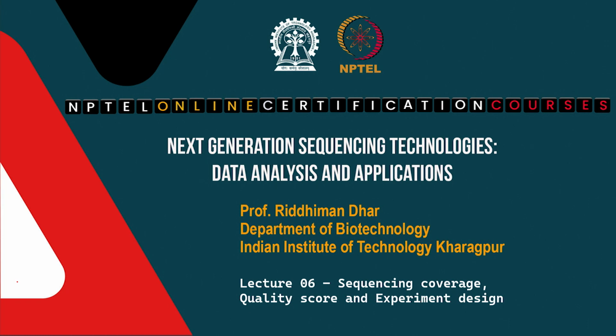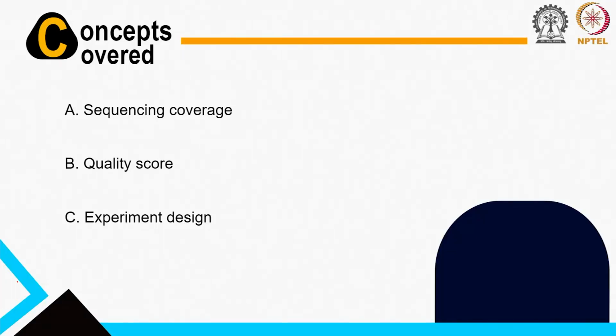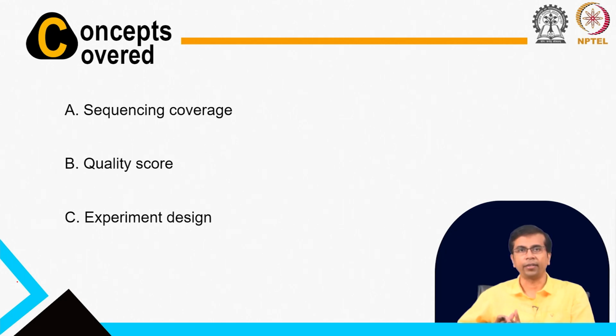So, these two terms are given here. The first one is called sequencing coverage. This is very important for designing any next generation sequencing experiment, and we will be talking about quality score. This quality score, as we will see, is very important for interpreting the data or ensuring the data that we are using for interpretation is good.